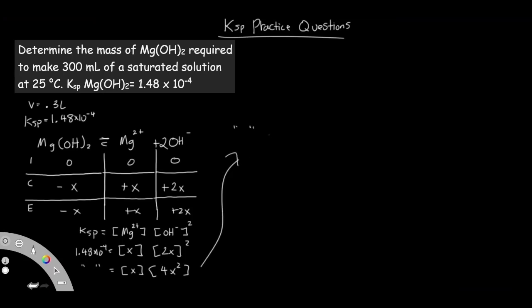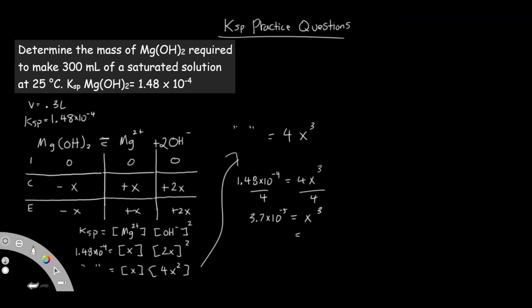So this is still our Ksp, and our x stays the same. The 4 times 1 just gives you 4, and then this x squared, and then the exponent rule: this 2 exponent adds with the 1 exponent over here, so you get 4x to the 3. Let's finish this up. We have 1.48 times 10 to the negative 4 is equal to 4x cubed. Just divide by 4 on both sides to ensure that x to the 3 is equal to whatever this is. What do you get? 3.7 times 10 to the negative 5.